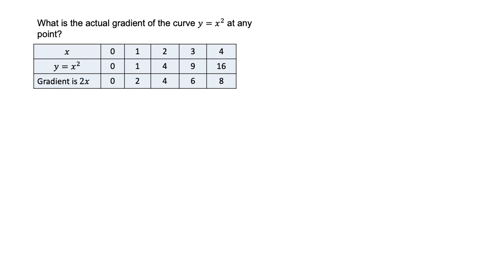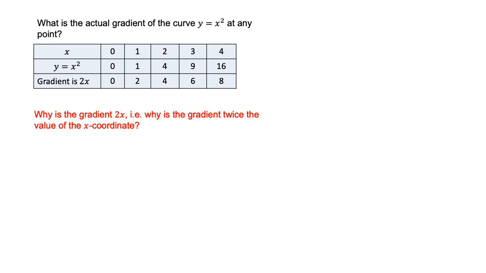Now interestingly, the gradient, this is the actual gradient now, at these points is basically double the x coordinate. So at x equals 1, whereas I got in my estimate 1.6 for my tangent, the actual true gradient at that point is 2. And you'll find that for y equals x squared, it is always double the x coordinate.